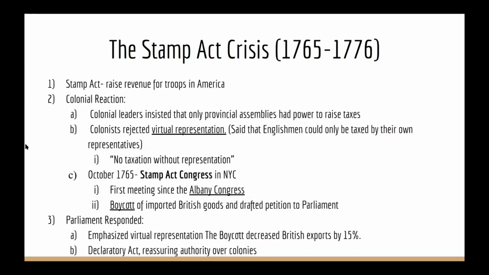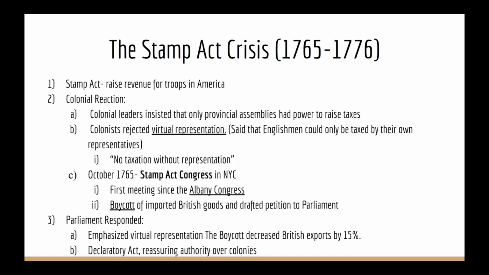So as we mentioned before, Britain at the end of the French and Indian War was in debt. This meant that they needed some source of income, or they needed to repay this debt to certain people or individuals who supported the French and Indian War.